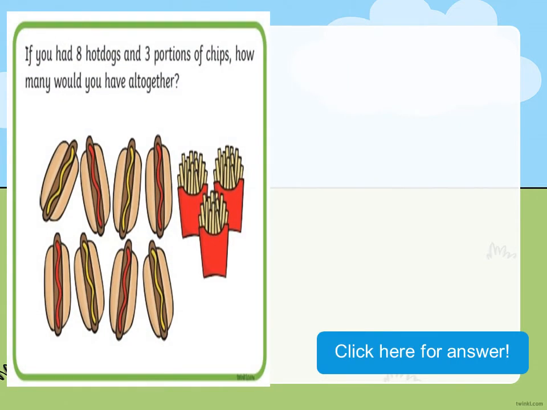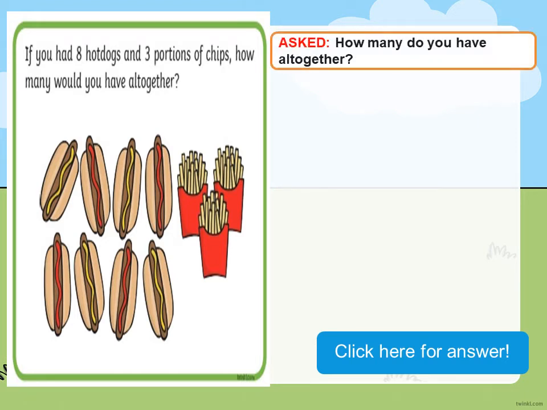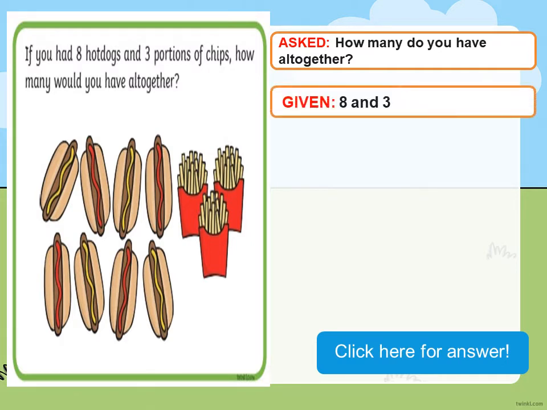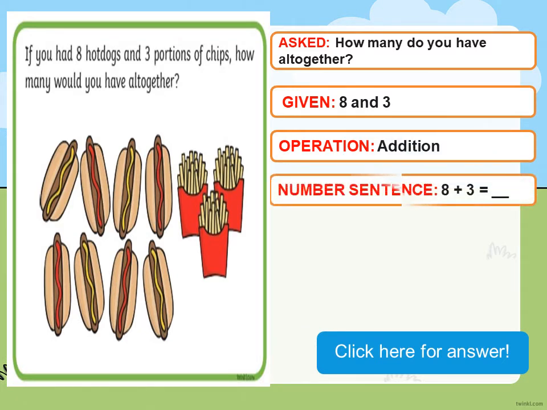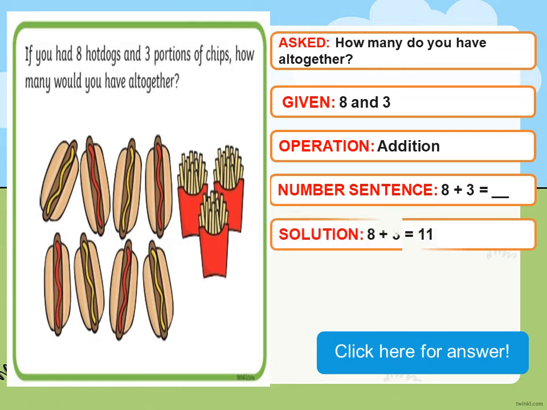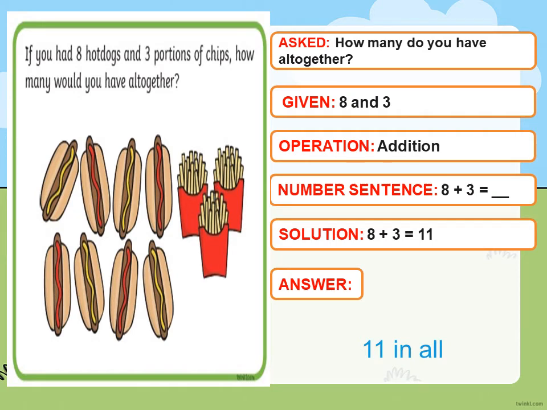If you had 8 hot dogs and 3 portions of chips, how many would you have altogether? Ask, how many do you have altogether? Given, 8 and 3. Operation, addition. Number sentence, 8 plus 3 equals blank. Solution, 8 plus 3 equals 11. And the answer is 11 in all.